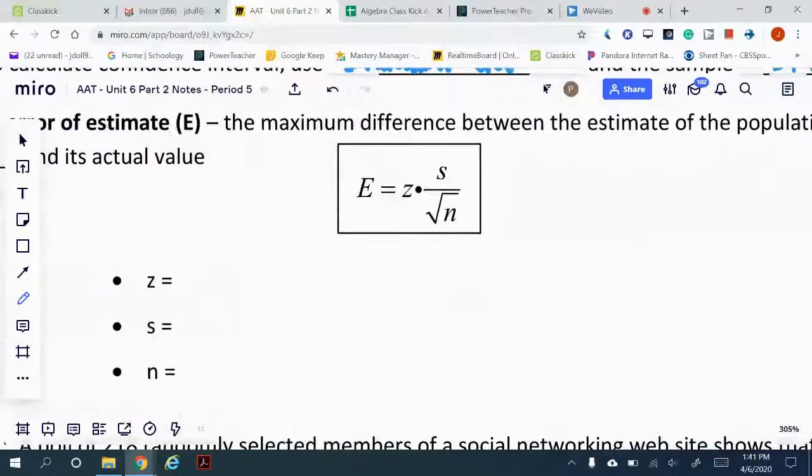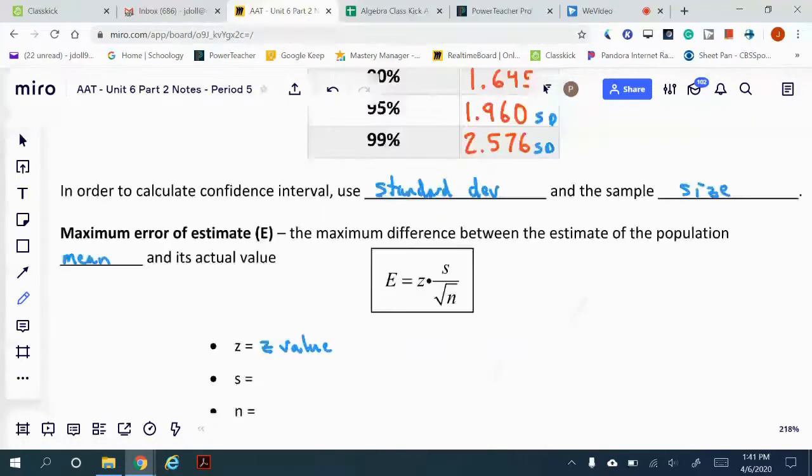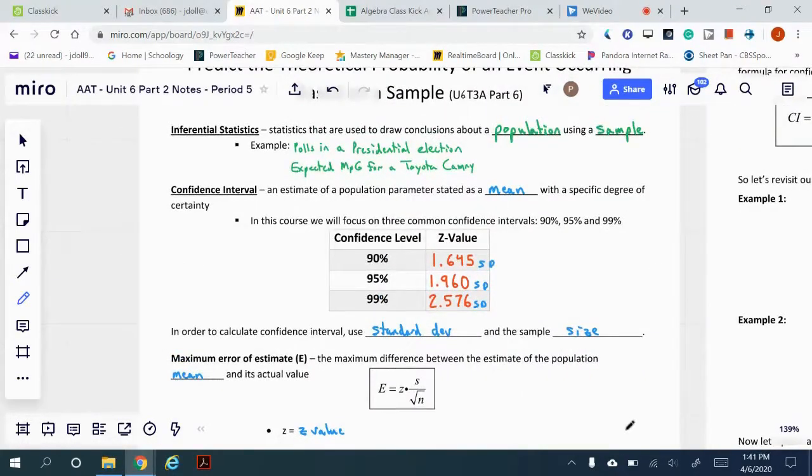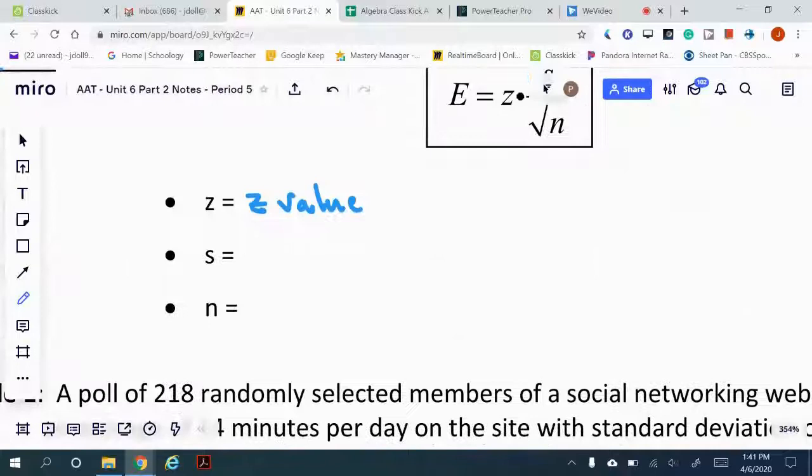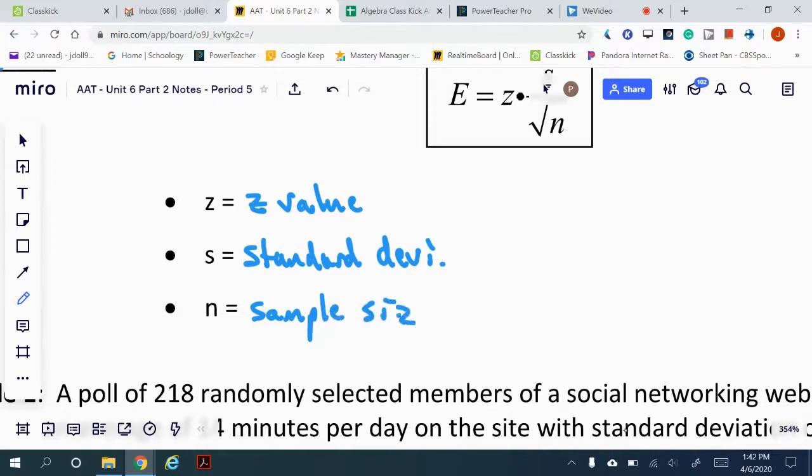So when we look at this formula, you're going to be given this formula on a test. So you're going to have it. We just have to know what these mean. E is the error. Z is our z-value, and that is going to change based on what level of confidence we're going for. Do we want to include 90% of the population, 95%, or 99%? S, as you can probably guess, stands for standard deviation, and N is our sample size. Think of N as the number of people in the sample.